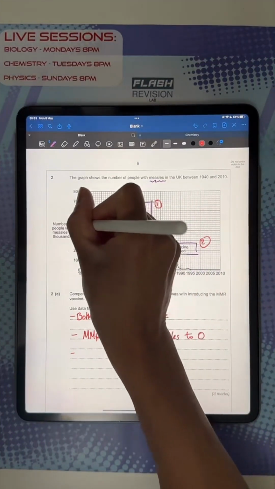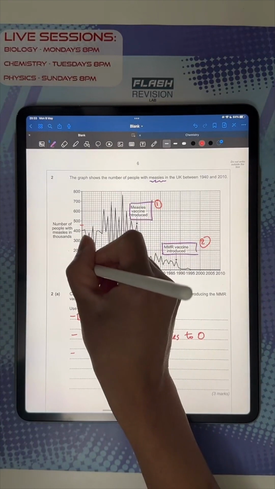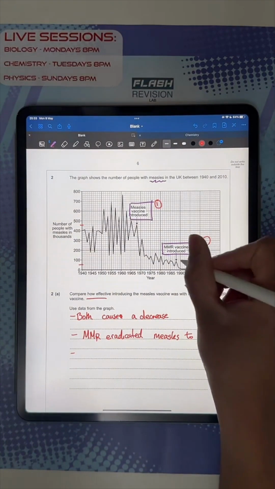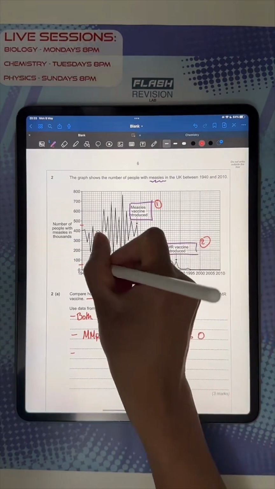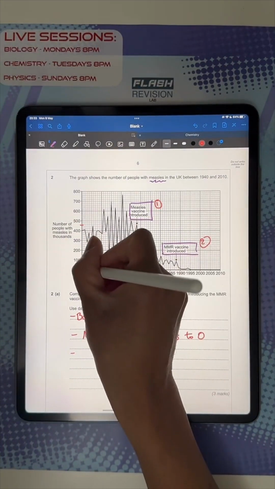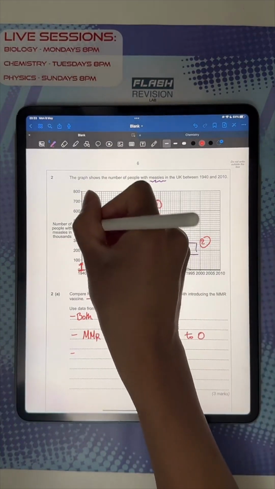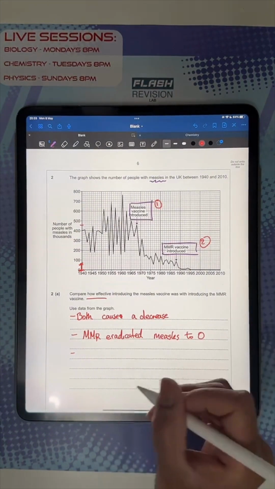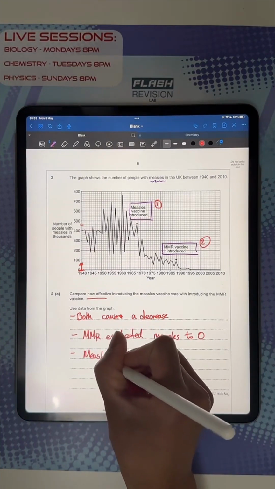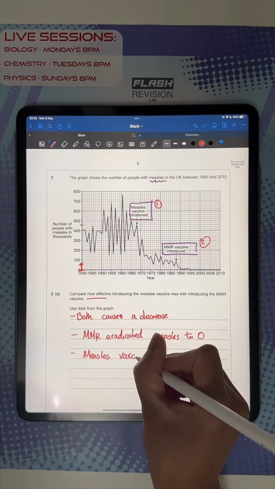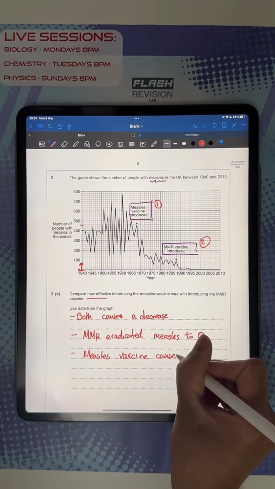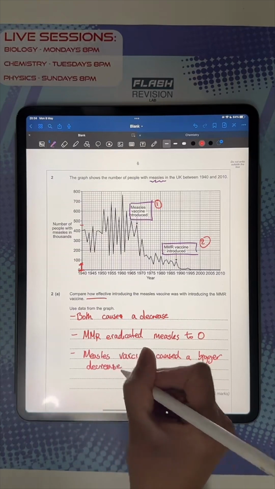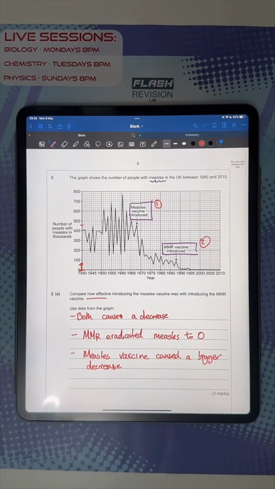Measles, if you read the graph, it starts around here, doesn't it? And it drops to around here. Look at how many thousands of people that is. That's about 400,000 people. When MMR is introduced, it's around here, isn't it? And that reduces it to 0. So there's not a big decrease, but the measles vaccine, there was a big decrease. So it did reduce it to 0, but this one had a much bigger decrease. It had a bigger effect. So the measles vaccine caused a bigger decrease. Well done.